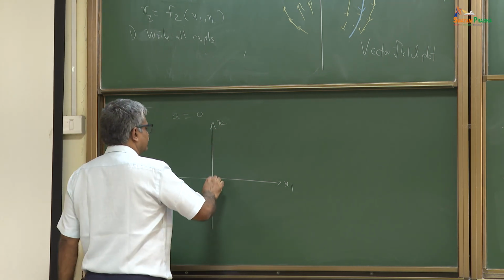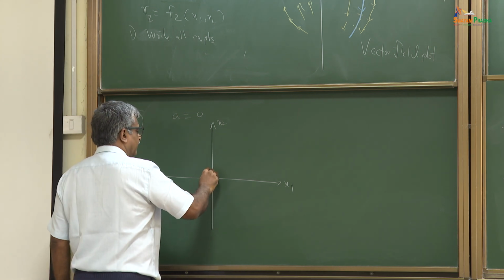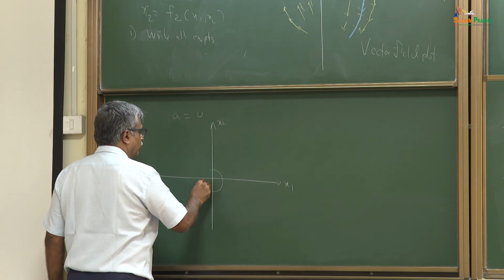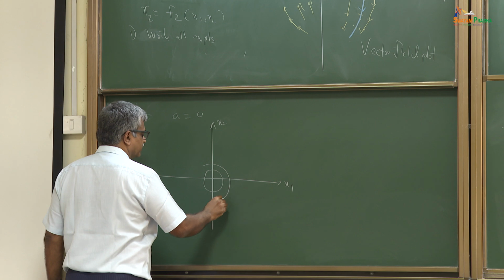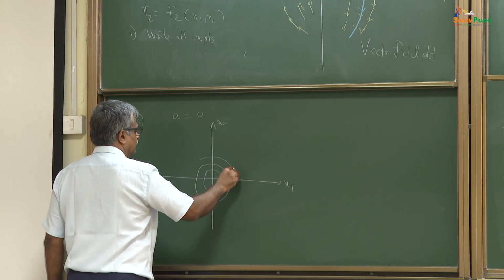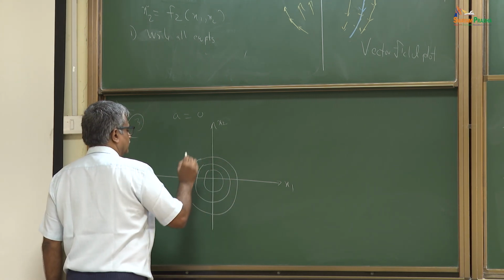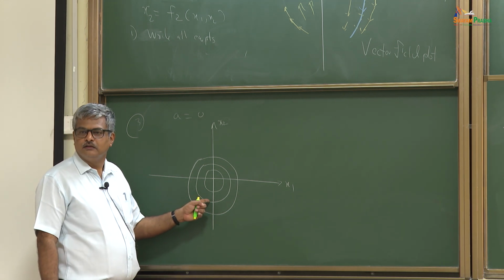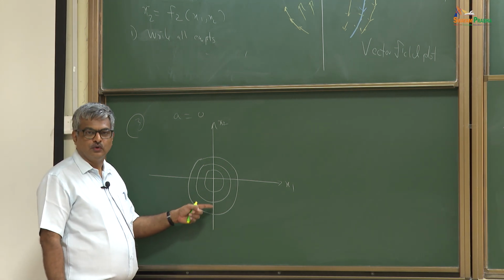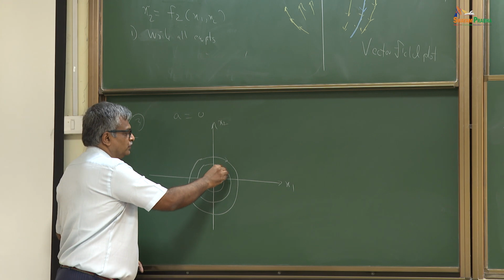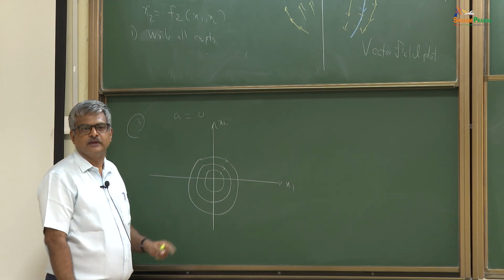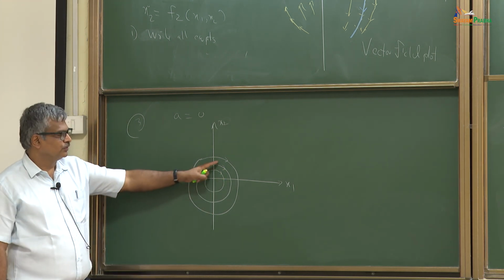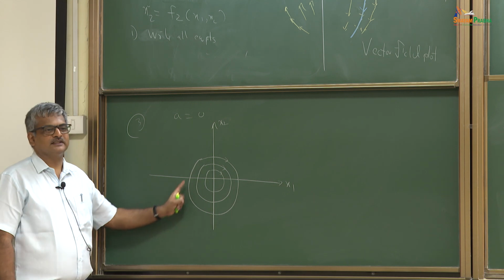What you will see is you start with any initial condition, right? You will get a continuum of closed orbits, closed trajectories. Is this a trajectory? No. This is a trajectory. Okay, so please be careful. Whenever you draw a trajectory, you have to mark the orientation.